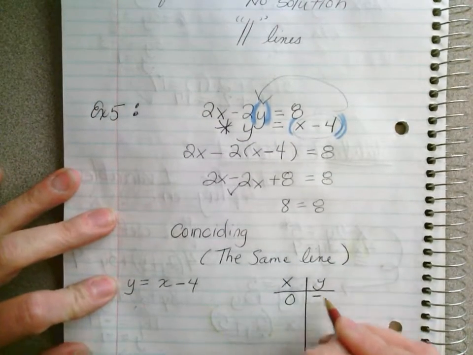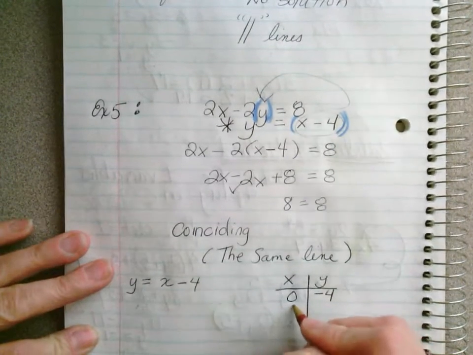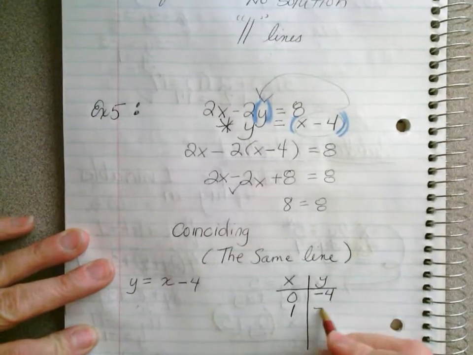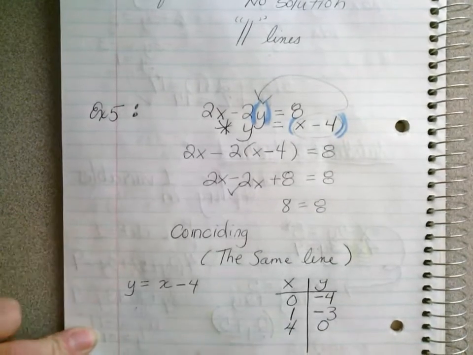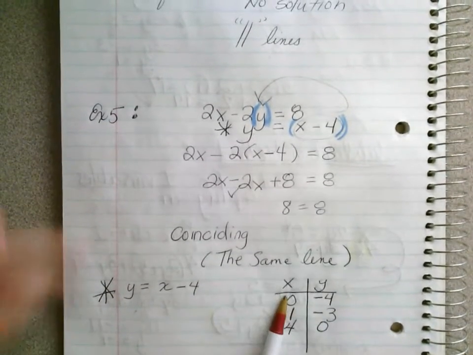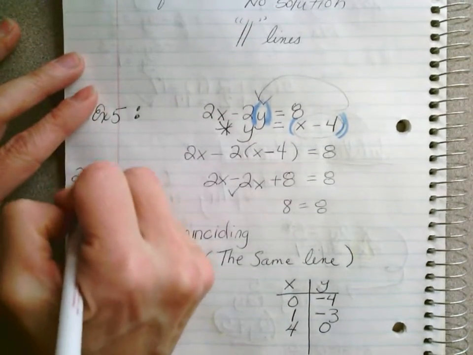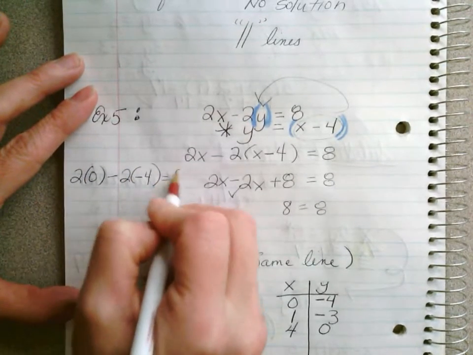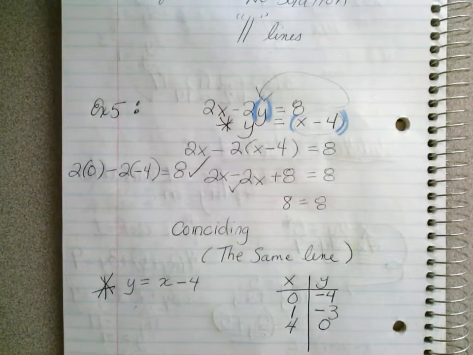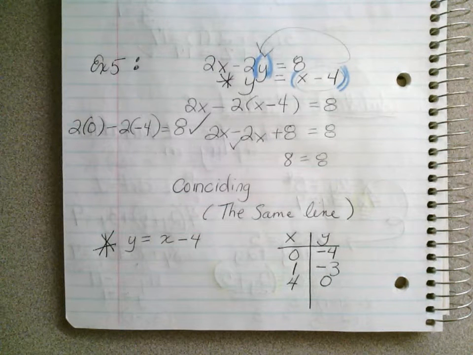If x is 0, y is negative 4, right? Would you agree? If x is 1, y is negative 3. And if x is 4, y is 0. That works here. The question is, does it work here? It better. 2 times 0 minus 2 times negative 4 equals 8. It sure does. And if you kept checking, you would find that they all do work. Not everybody is going to have the exact same examples, and I don't care about that. Doesn't matter.